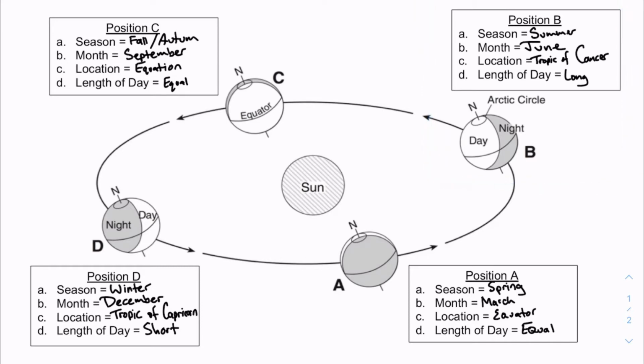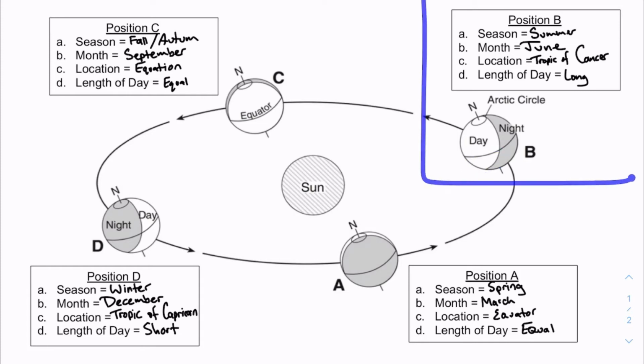When we take a look at diagram B, we examine the Earth right here, and the first thing that we'll see is that the North Pole is tilted to the sun. When the North Pole is tilted to the sun like this, that means that the Northern Hemisphere has a greater amount of sunlight striking it at any given time versus the Southern Hemisphere, which only has a small amount of sunlight striking it. We could also see that the Northern Hemisphere also receives more direct insolation than the Southern Hemisphere.